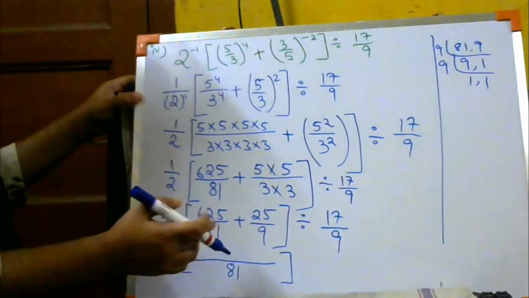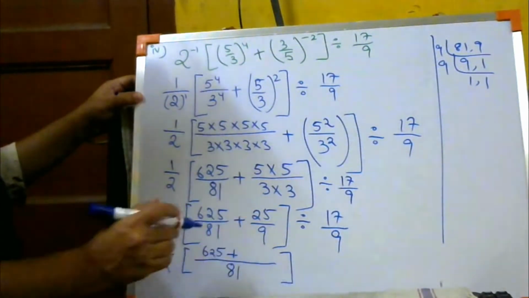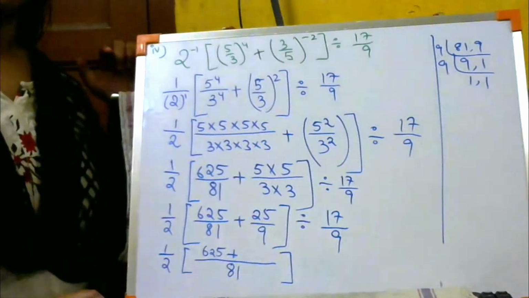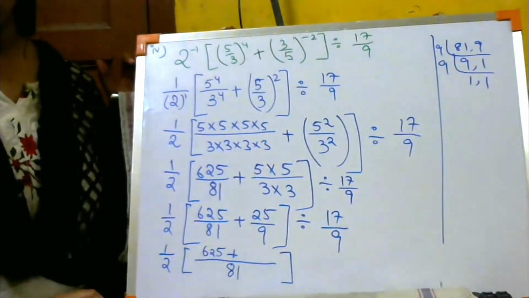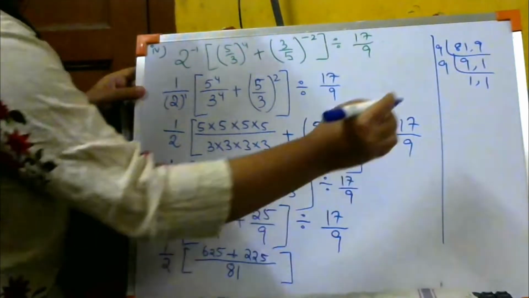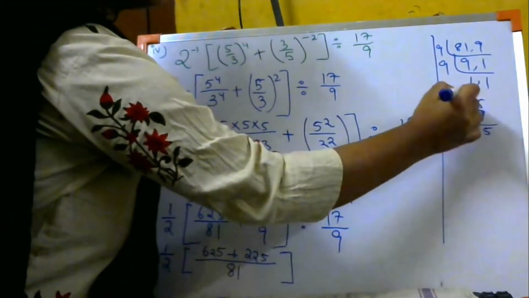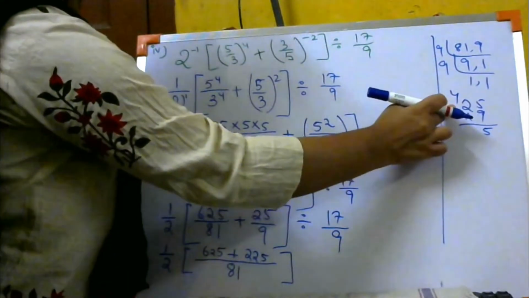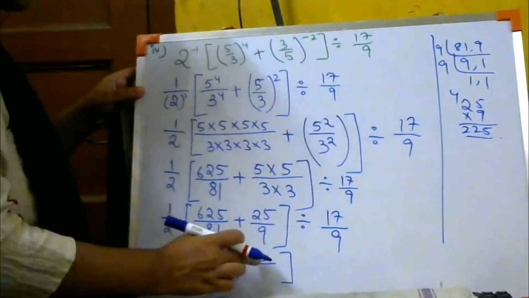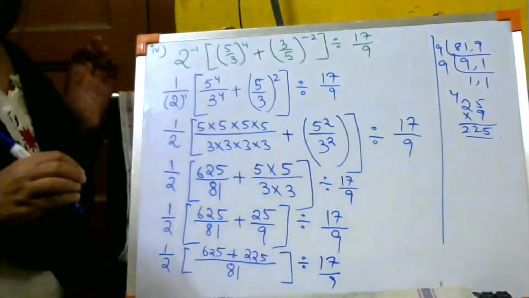Obviously 81 ones are 81. So 625 ones are 625. Plus, in the table of 9, how many times does 81 go? 9 9s are 81. So we are going to multiply 9 with 25. So 25 9s are, it's going to come 225. You can do it in the rough. 25 9s are: 9 5s are 45, 4 at the top. 2 9s are 18, 18 plus 4 is 22. So 225. 225 divided by, leave it as it is, 17 by 9. Clear? Okay?